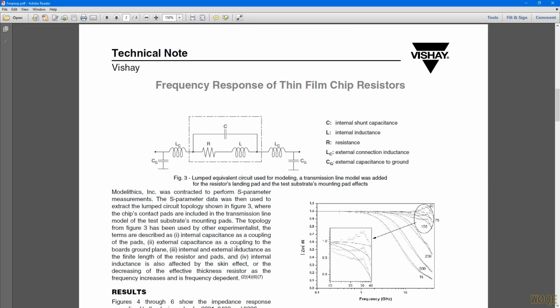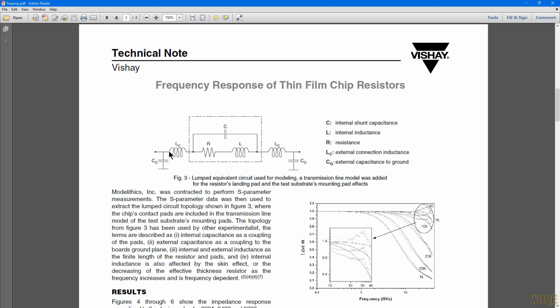The next thing we can see is the equivalent circuit for the part. It's a resistor, and this resistance has inductance in it, which is the length of the resistance piece of the component. And the capacitance is primarily from end cap to end cap. And these inductors and capacitors represent external lead inductance and capacitance if you have any external leads. And we're going to try to make those be zero.